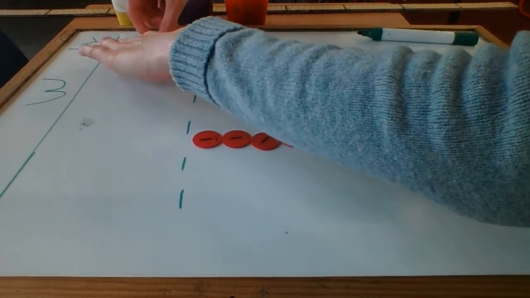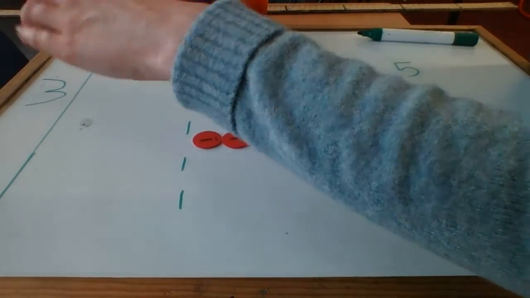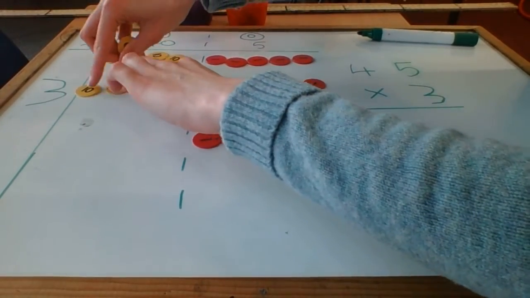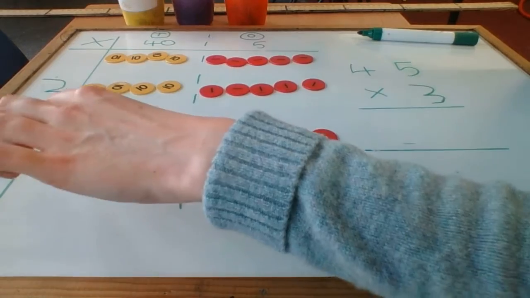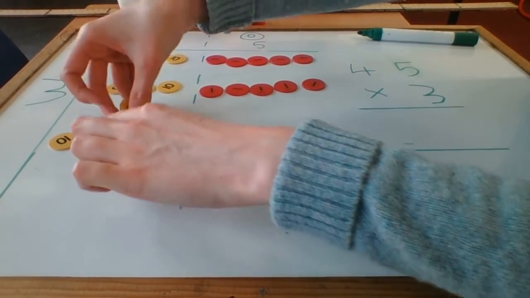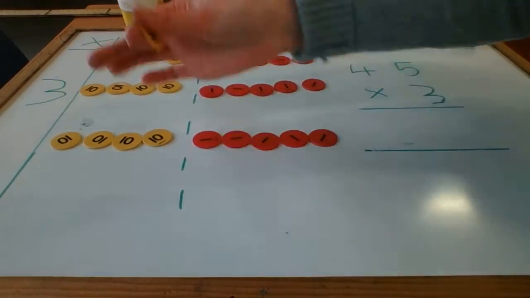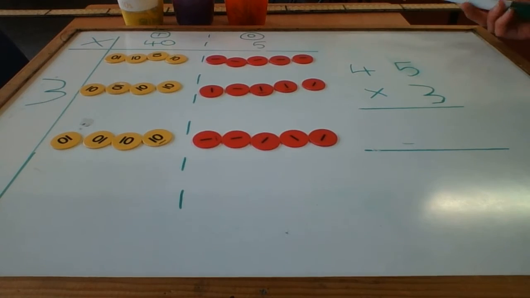So 1, 2, 3, 4. 1, 2, 3, 4. And 1, 2, 3, 4. There we go. 45, 3 times.